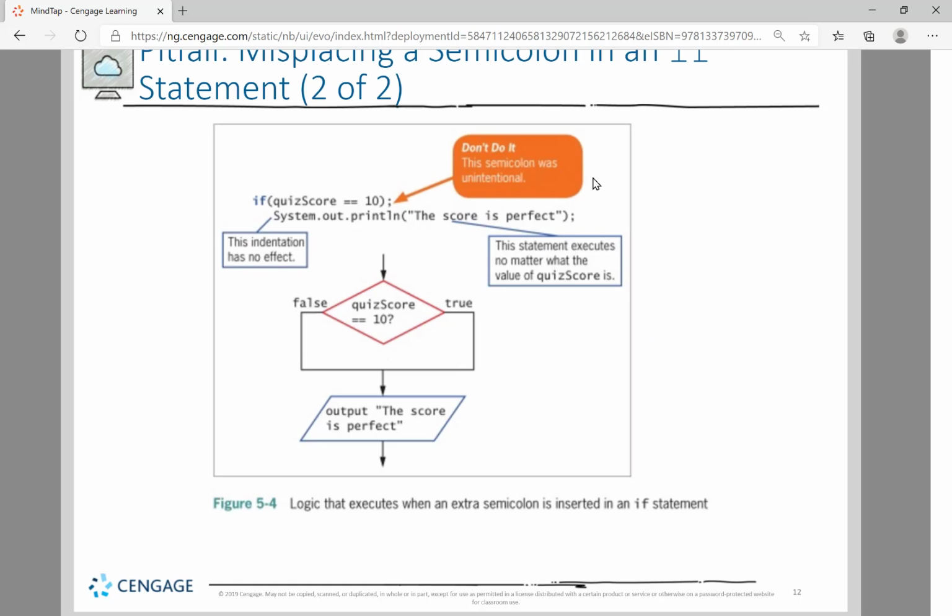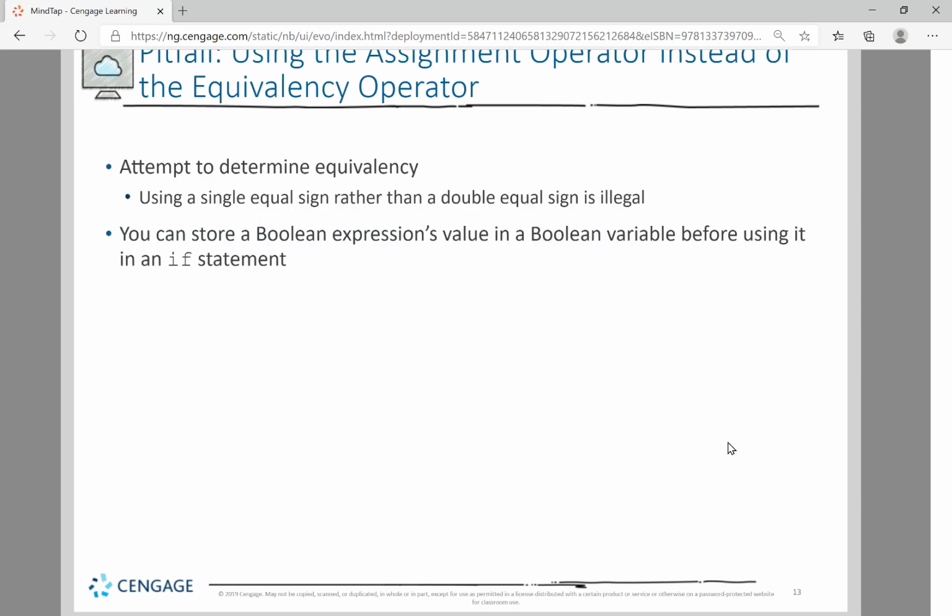And be careful. This is a no-no. Do not put a semicolon at the end of the if statement, because it thinks that you're done with what's happening if it's true. It's like ending the thing. So no semicolon at the end of the if statement. Yes, you can put it at the end of your print line statement, like the score is perfect. Be careful with those two things.